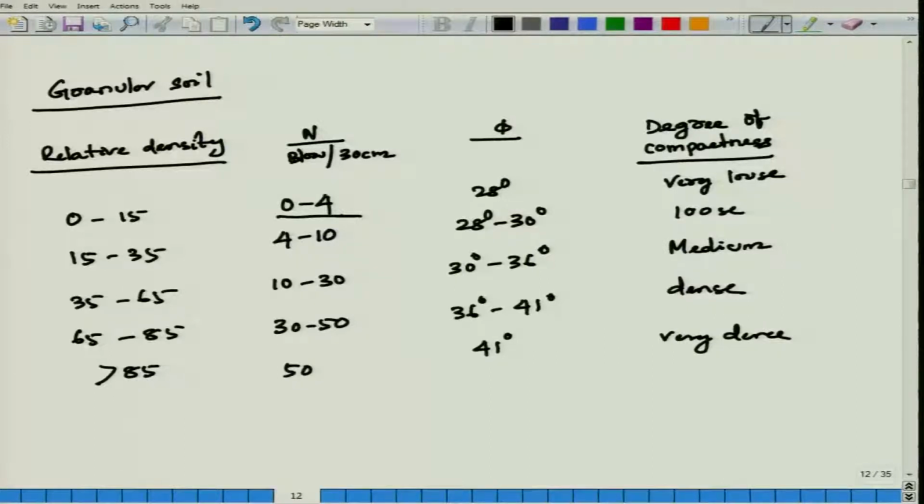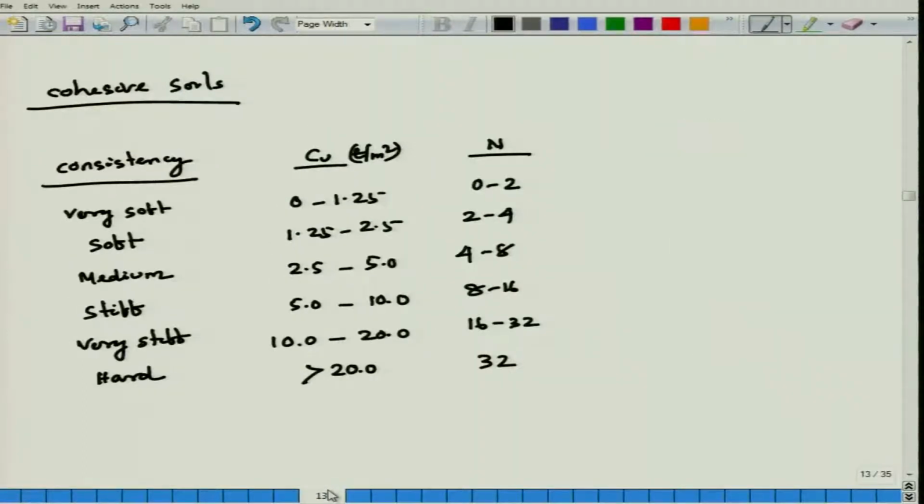If it is between 30 to 50, that means it is very dense soil. Phi value is 36 degree to 41 degree. Once I am getting the N value, I am supposed to get phi, and its relative density or compactness. Similarly, for cohesive soils, from the N value you can say whether it is very soft, soft, medium, stiff, very stiff or hard soil, and depending upon your undrained shear strength, the range is given in ton per meter square.